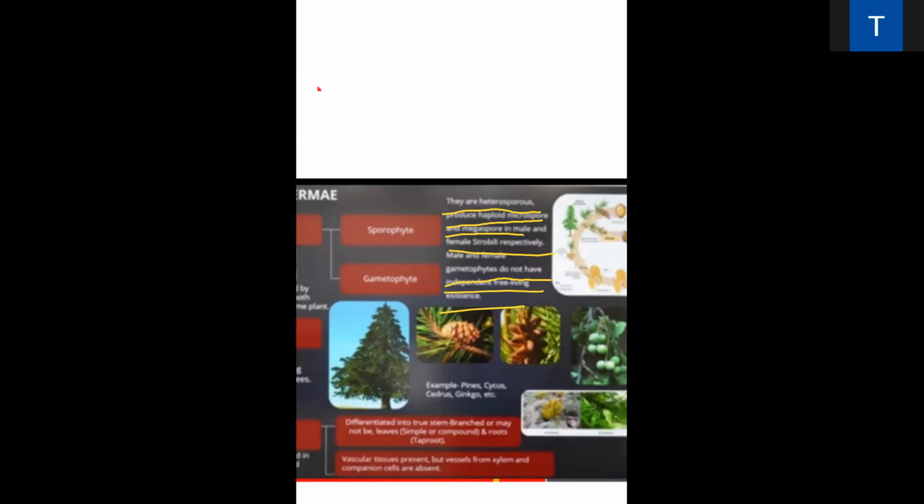The gametophytes in their life cycle are not independent. They don't have a free living existence. Is it clear? Is that clear, everybody?